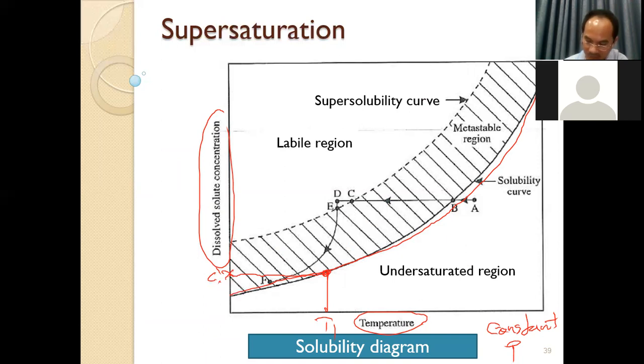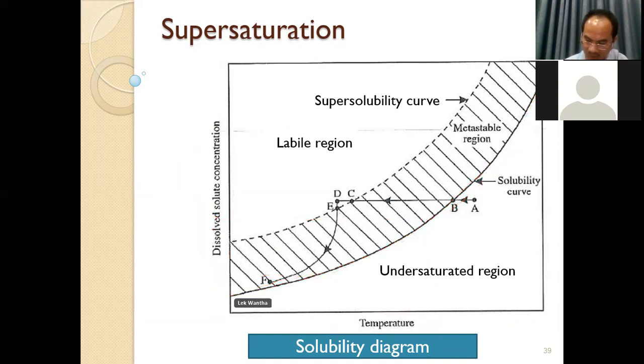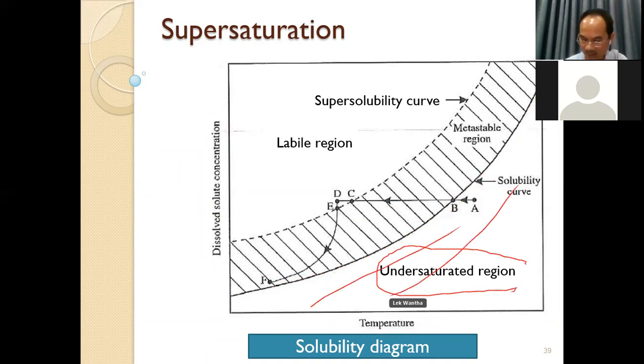And also at this temperature, this is the concentration that can be dissolved. It's the maximum. This is the solubility. The zone under the solubility curve we call the undersaturated zone. If you start from this zone, you can add solute and dissolve it faster until it reaches the maximum.